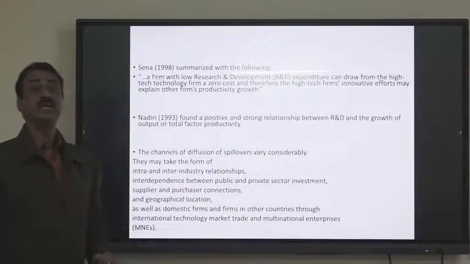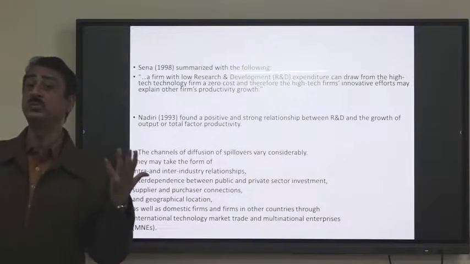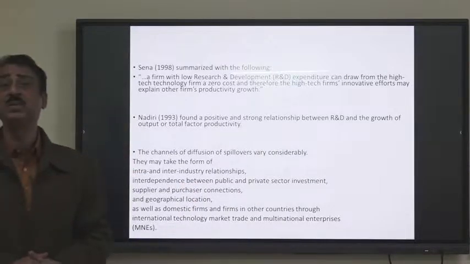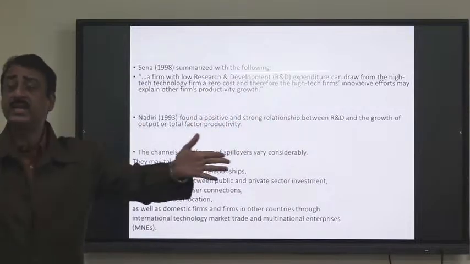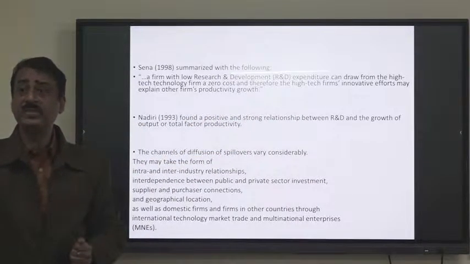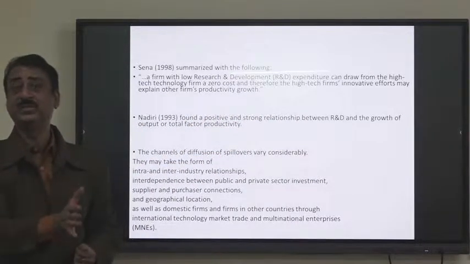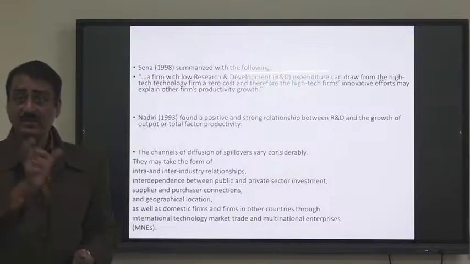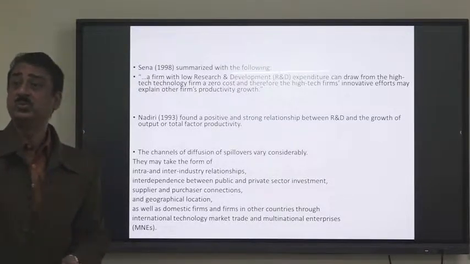Supplier and purchaser connections. So this was a very, very major problem. The connection between the suppliers of the raw materials and the purchasers of the raw materials. Huge time gap, and the resources and the intermediaries.